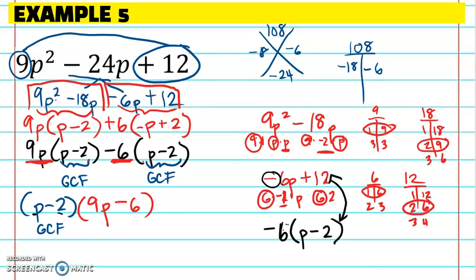So in my first parentheses, I have 1 and negative 2. So no, nothing's the same there. I have 9 and negative 6.